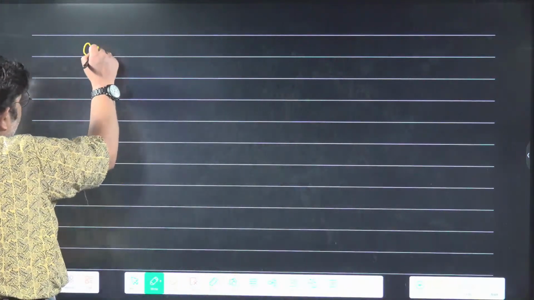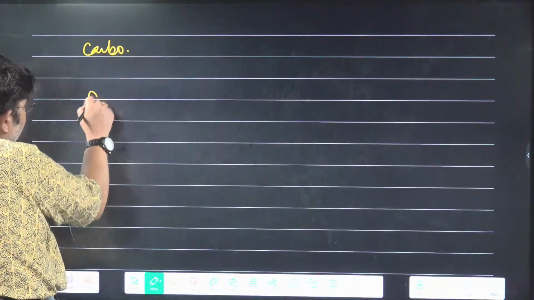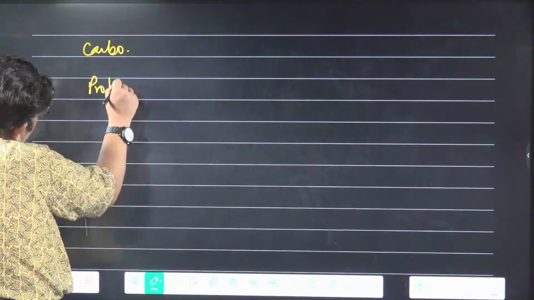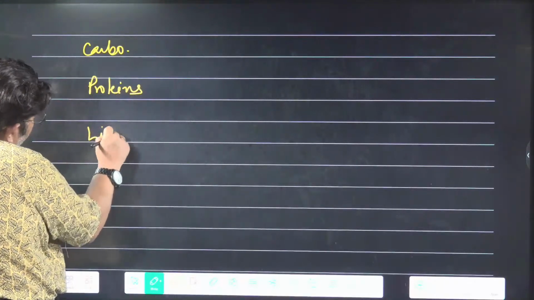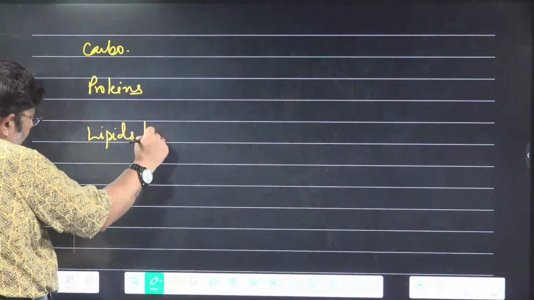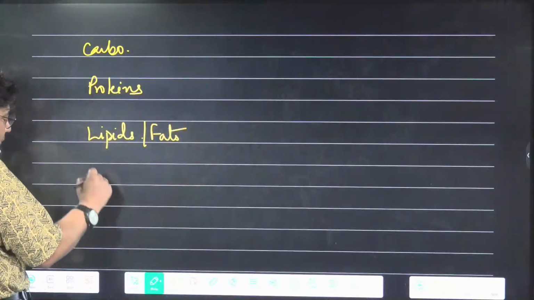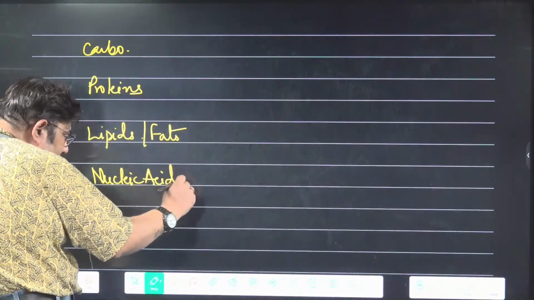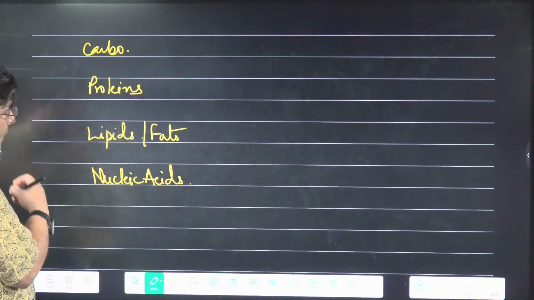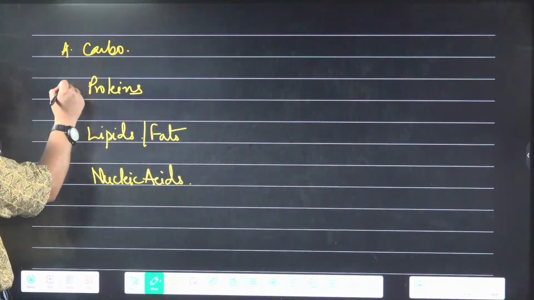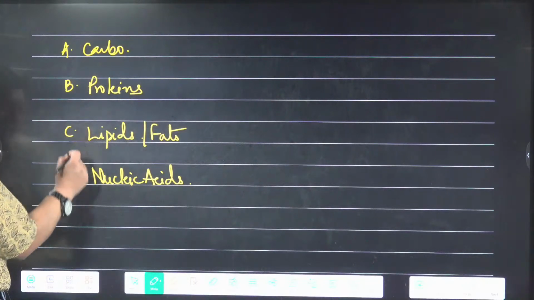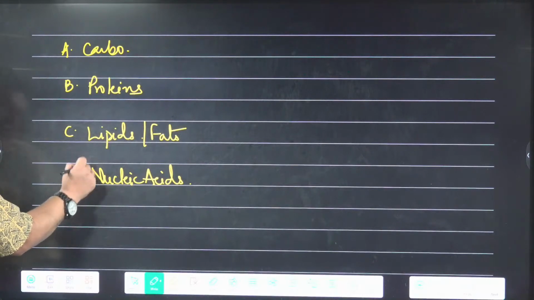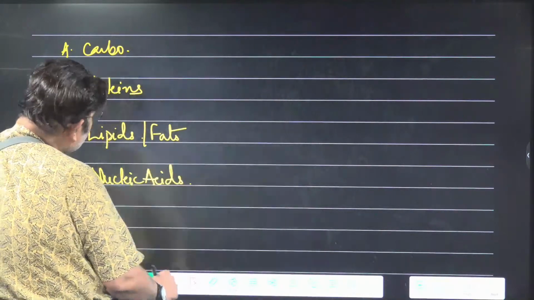So enzymes for the carbohydrates, enzymes for the proteins, enzymes for the lipids or fats, and enzymes for the nucleic acids. All enzymes of all the components can be found in the pancreatic juice, okay? So these are the main components which the animal body digests, okay? A, B, C, D, okay? Let me write the name.